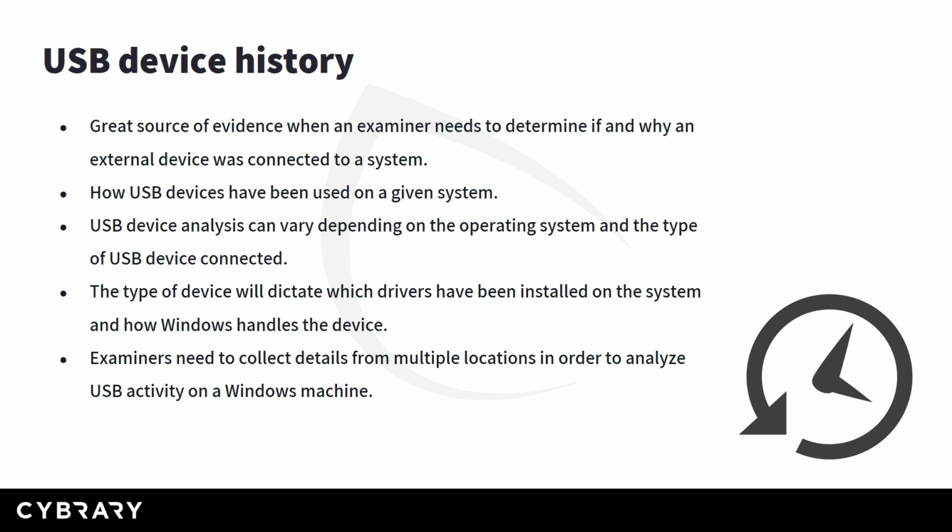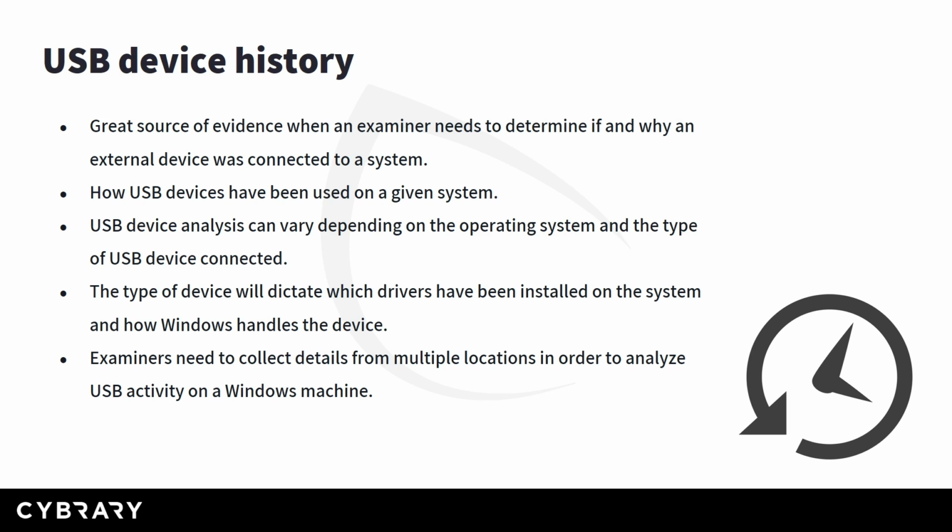USB device analysis can vary depending on the version of the operating system and the type of USB device connected. It can be a USB mass storage device, removable storage, or MTP device. The type of device will dictate which drivers have been installed on the system and how Windows handles the device. Usually, examiners will find valuable evidence in USB mass storage devices, but should still be familiar with other device types and how they are handled.